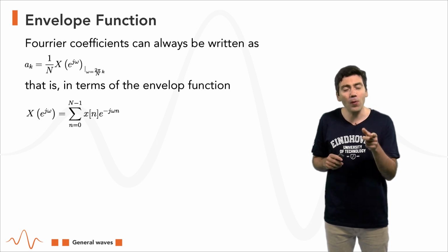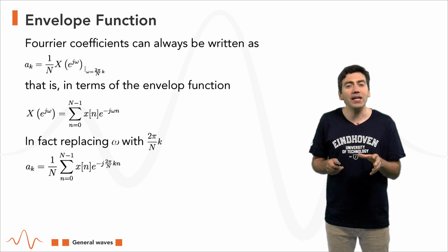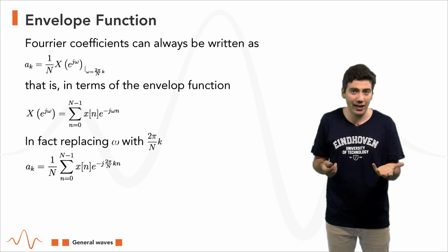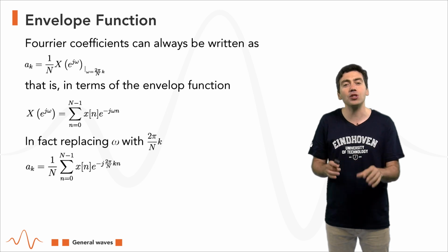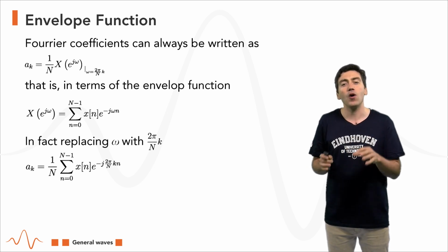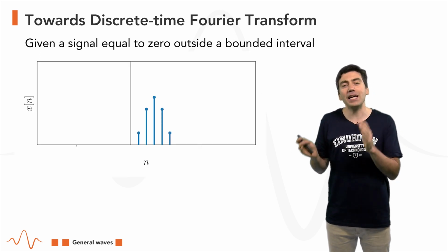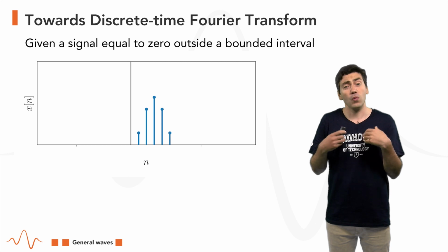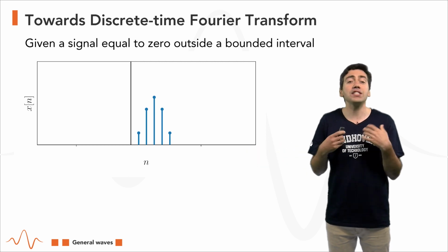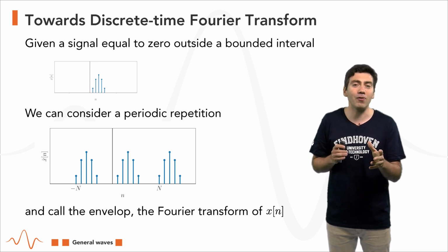The Fourier coefficients can always be written as samples of an envelope function. To see this, we just need to replace omega by the sampling times 2 pi over capital N k in the formula for capital X and divide by capital N. An important additional fact is that the envelope function only depends on values of x over a period capital N. We can then define the Fourier transform as this envelope as we did for continuous time signals. Given an aperiodic signal, x, which is 0 outside a bounded interval, we can consider the periodic replication and call the envelope associated to this periodic replication the Fourier transform of x.